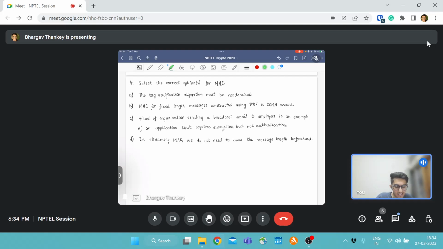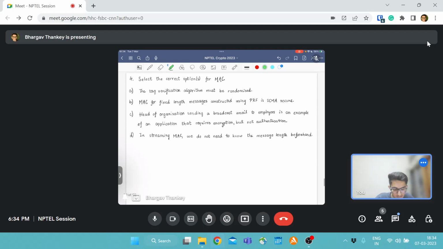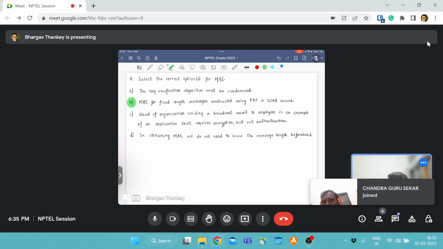So option A is not correct. What about option B? MAC for fixed length messages constructed using a PRF or a secure PRF is CMA secure. Well, this we saw in class, right? So this is correct. Then option C is: head of organization sending a broadcast email to employees is an example of an application that requires encryption but not authentication.